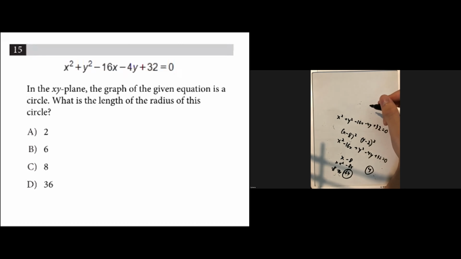And so you do 64 plus the 4, you add up both remainders, and that gets us 68, and then you do 68 minus the 32. So 68 minus 32, which gets us 36, and then you just take the square root of this, which would get us 6. So the radius would be 6, which would be choice B.